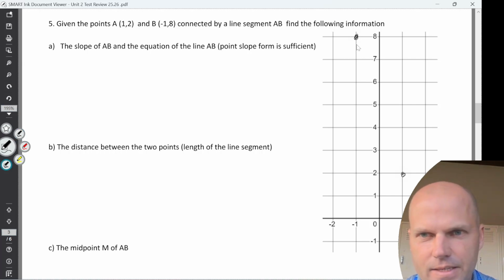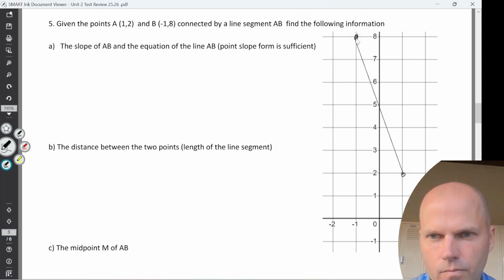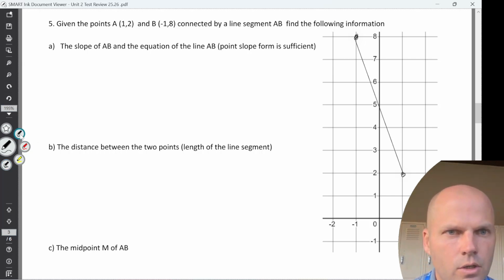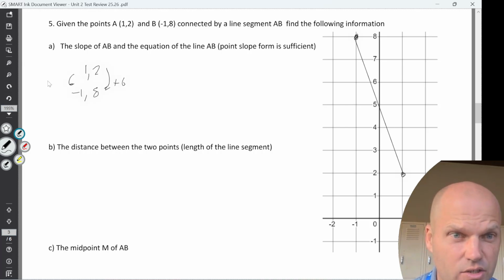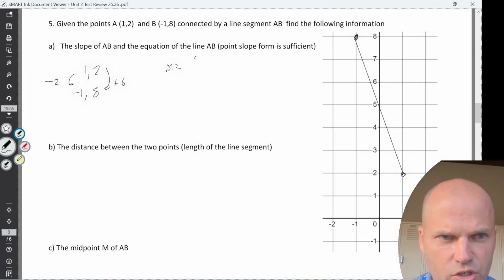Connected by line segment AB. And we're going to ask some questions: the slope of AB and the equation of the line AB. Well, I can see that the y change is plus 6 and the x change is minus 2. So the slope, which is the change in y over the change in x, is negative 3.